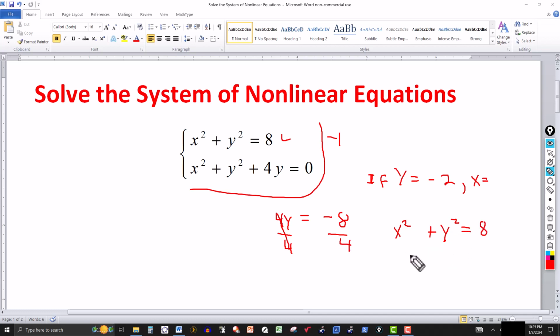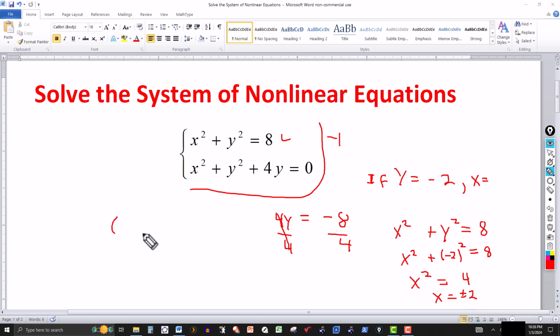And then we're going to substitute a -2 for y. That's going to be squared equal to 8. So x squared would equal, this is -2 squared, which is 4. Take it over to the other side. So subtract the 4 from the 8 gives me a 4. And then solve for x. Take the square root, plus or minus. And I get x is equal to plus or minus 2.